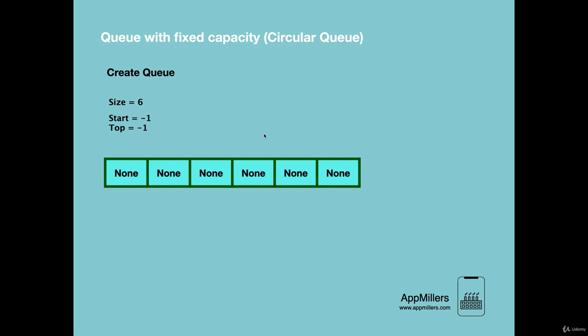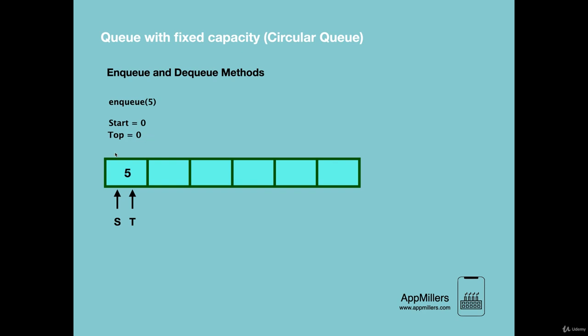And we know that if we enqueue an element to this queue, it will start from the first element, and every time a new element comes, it will be located after the first element over here. So let's see how enqueue and dequeue work in the case of a circular queue. When we enqueue the first element to this queue, we need to update the start and top variables as well. In this case, the start and top variables point to the first element because we have only one element in the queue.